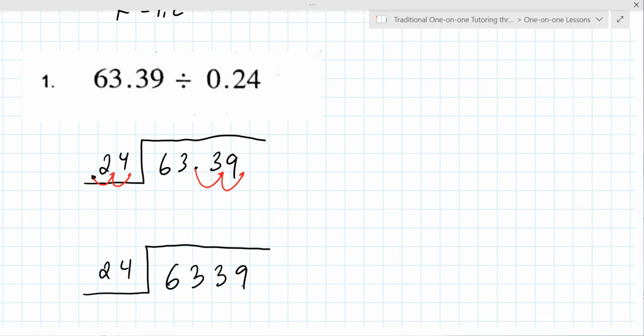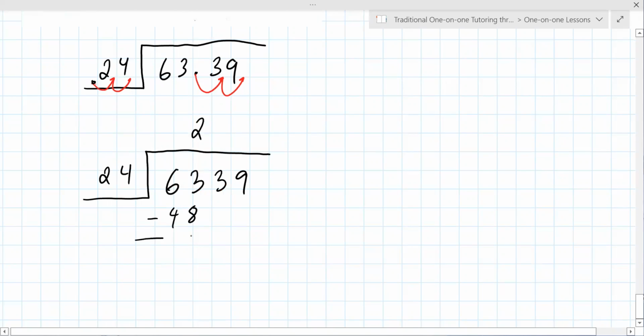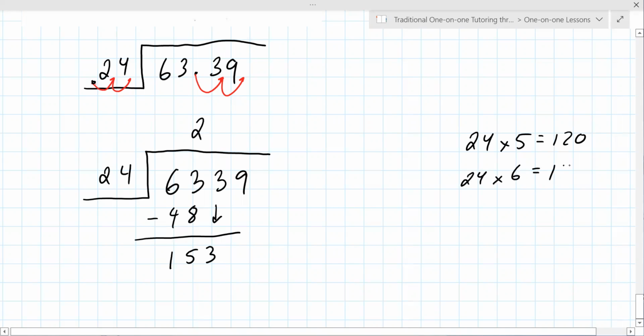24 can go in 2 times. Yeah, 16, that's good that you see that. And that is 48. Subtract. That is 15. Bring down the 3. 24 can go in... I try for easy ones, like 24 times 5 is 120. And I know that's too small, so 24 times 6 is 144. Still too small. But notice you don't have to multiply now.